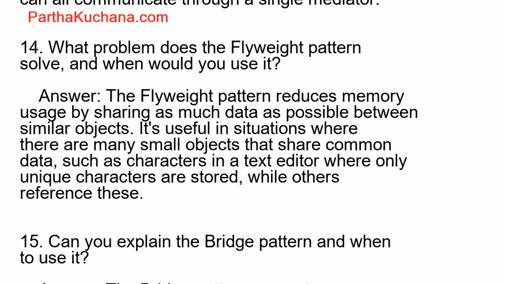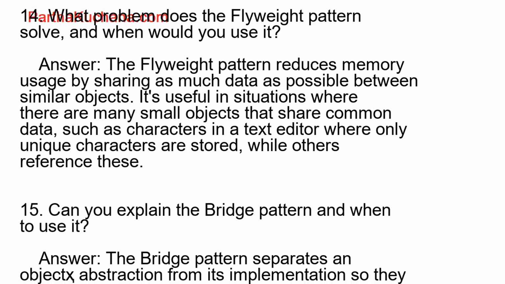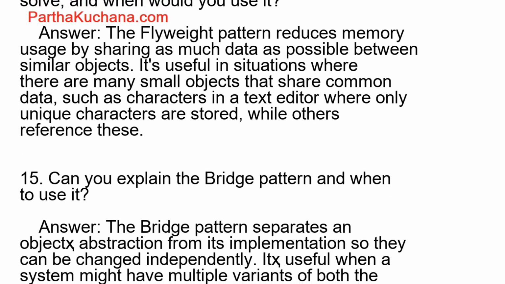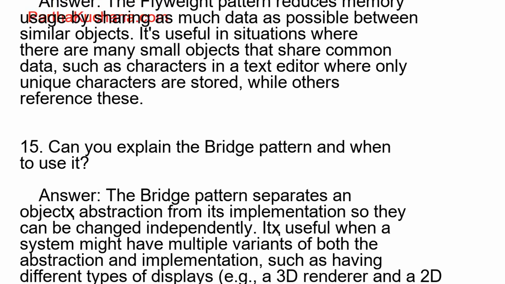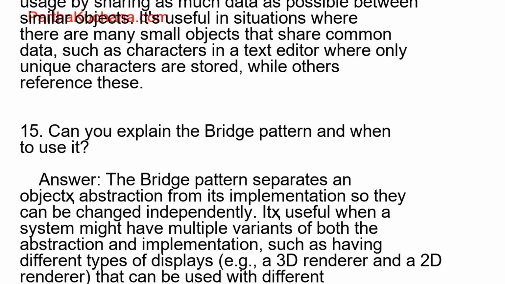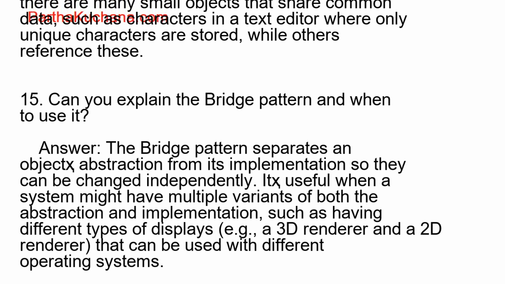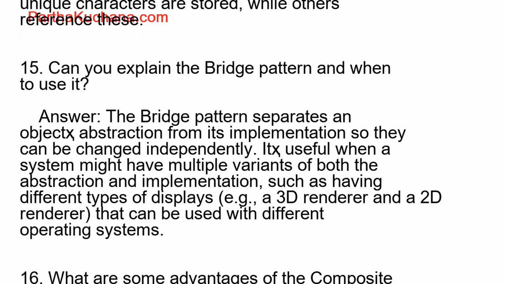Answer. The composite pattern allows you to treat individual objects and compositions of objects uniformly. It's useful when building hierarchical structures like file systems or UI components, e.g., buttons, panels, and windows, where you want to perform operations on both individual objects and groups of them in the same way. 17. How does the memento pattern help with undo functionality in an application?